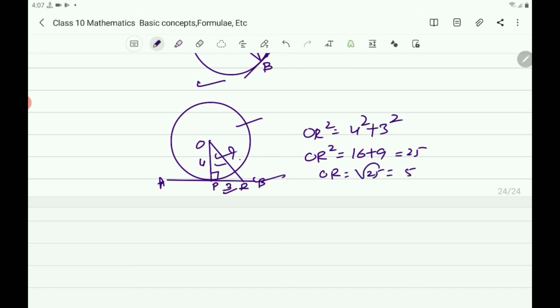In this way, by using the Pythagoras theorem, get the measurement of the unknown. That is, the concept used here is OP is perpendicular to the tangent AB. In this way, by using all these concepts, you can easily solve the multiple choice questions.